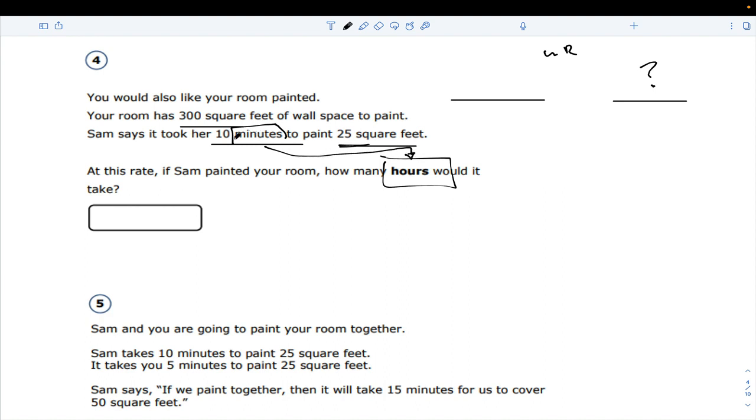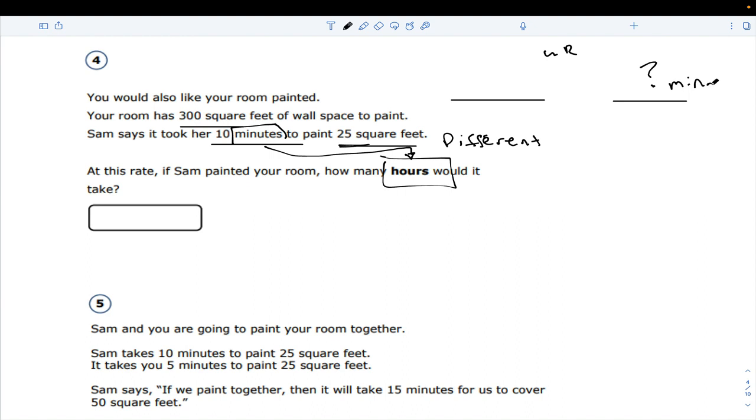I'm going to highlight minutes and hours. This is different. When we get an answer, we're going to get the answer in minutes. We have to think through, what would that be if I put the answer in hours? Save that for later, and let's set up the unit rate, shall we? What am I looking for? I'm looking for the number of minutes first.